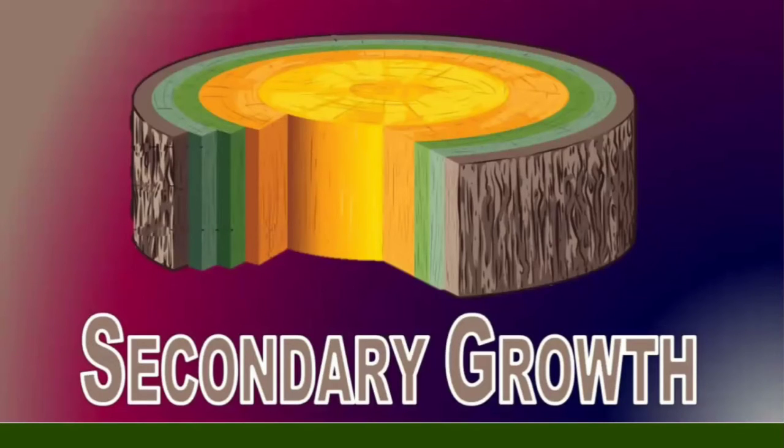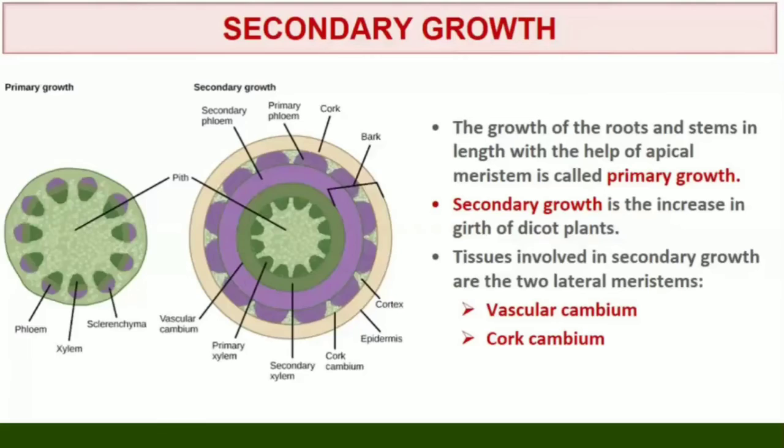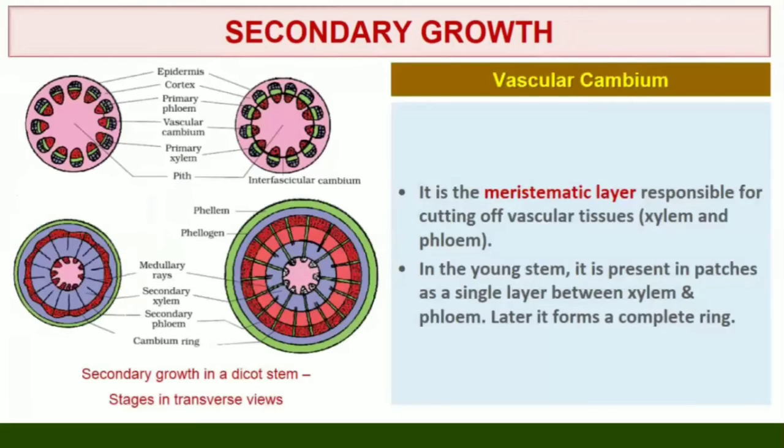6.4 Secondary growth. The growth of the roots and stems in length with the help of apical meristem is called the primary growth. Apart from primary growth, most dicotyledonous plants exhibit an increase in girth. This increase is called the secondary growth. The tissues involved in secondary growth are the two lateral meristems, vascular cambium and cork cambium. Let's begin with vascular cambium.